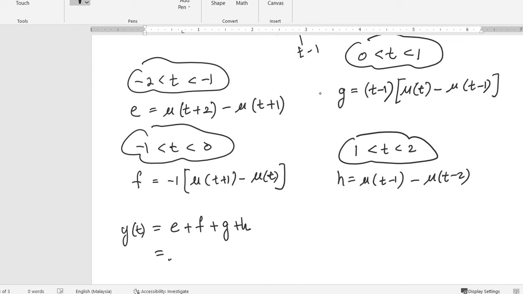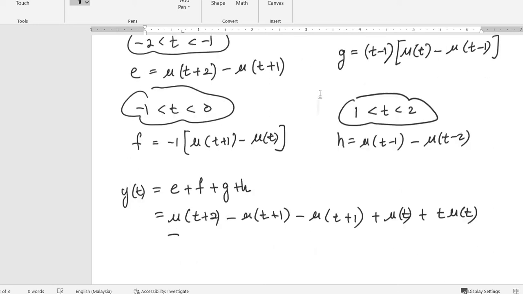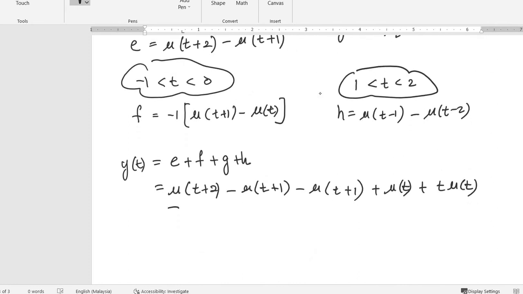So which is equal to u(t+2) minus u(t+1), minus u(t+1) plus u(t), plus t u(t) minus t u(t-1), minus u(t) plus u(t-1), plus u(t-1) minus u(t-2).